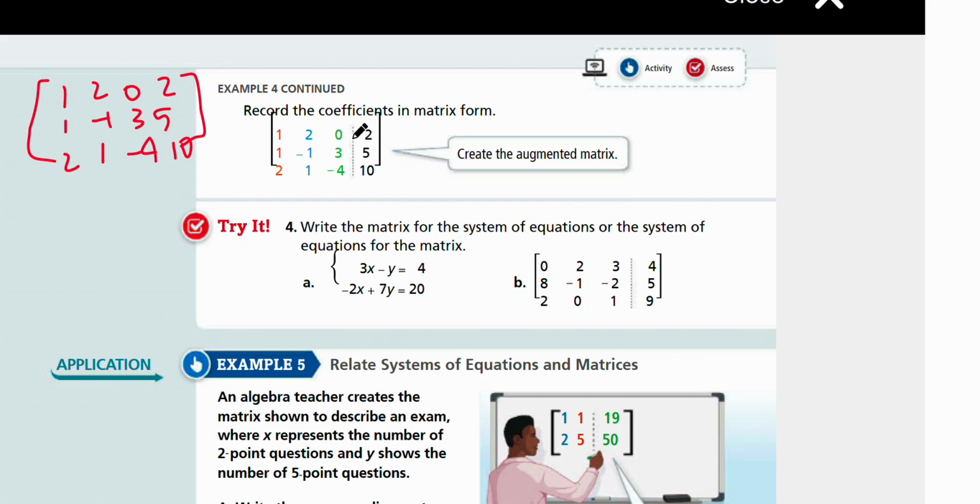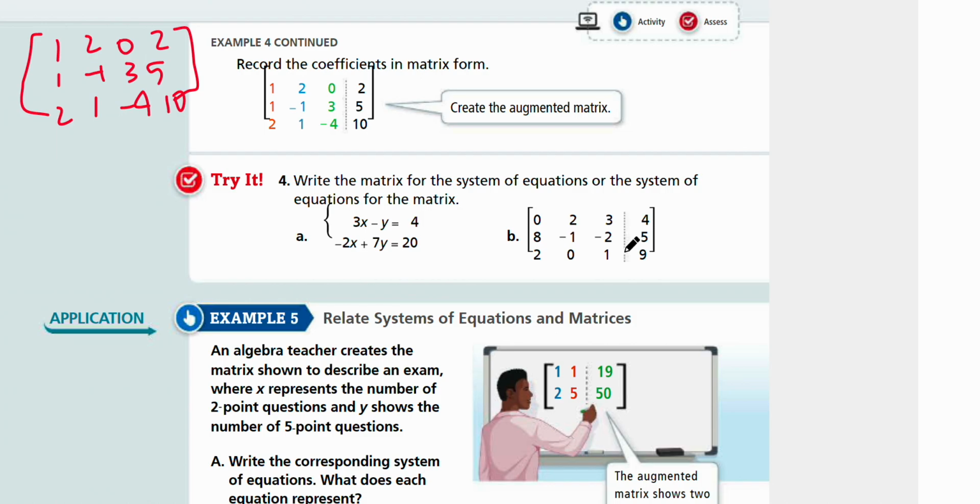So let's try number 4, A and B. Write the matrix for the system of equations, or the system of equations for the matrix. For part A, you're going to write the matrix. For part B, you're going to write the actual equations. See how you can convert one to another. Pause the video and come back when you're ready for answers. Okay, are you ready?